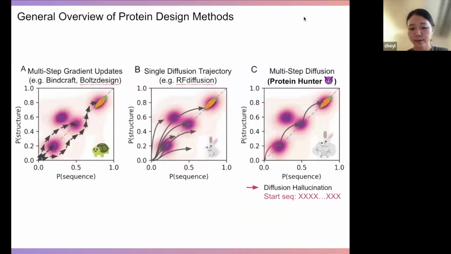I prepared this overview of general protein design pipelines, and I simply categorize them into three different pipelines. I definitely think there are more methods other than these, but to give a brief overview, I categorize them into three. The first method is the multi-step gradient updates method.